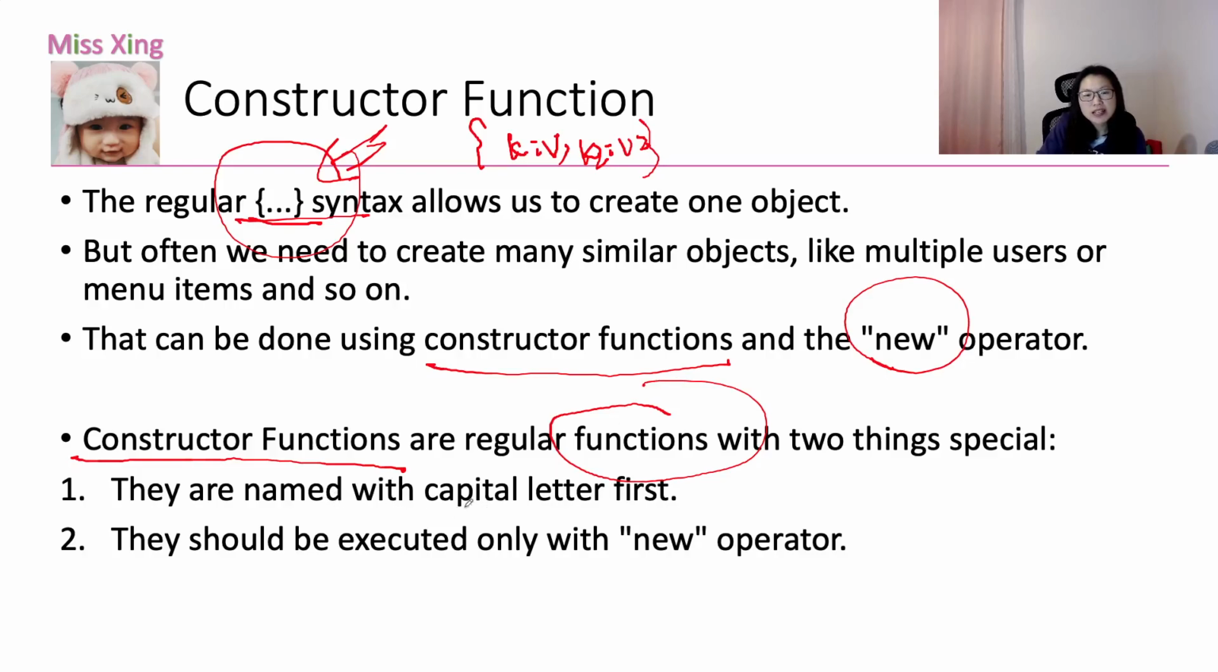They will be named with a capital letter first. When we define a function, no matter if it's in Java or JavaScript, the first letter is lowercase. But constructor functions are special because they are used to create objects, so the first letter is going to be capital. If you have multiple words inside the function name, we use camel case after that. And they should be executed only with the new operator, okay, new is a keyword. Like in Java, when we create objects, we use new.